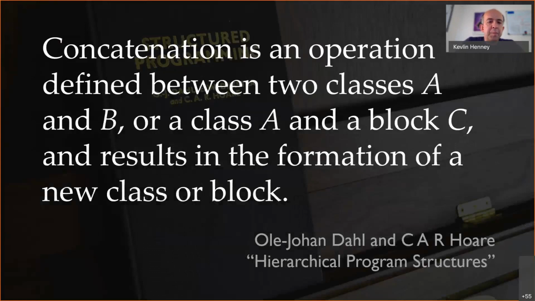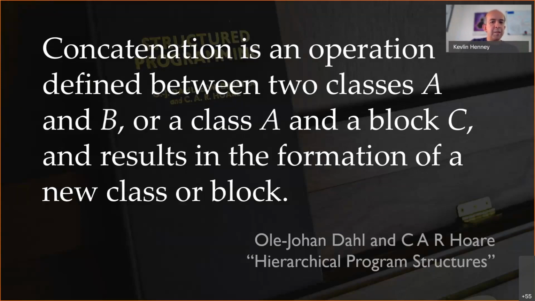Let's pick up another aspect of this stuff. Object orientation. Concatenation. Now, you might not be familiar with the term, but that's what we call inheritance or derivation. Concatenation is an operation defined between 2 classes A and B, or a class A and a block C. What's really interesting is the purity of Simula is it allowed you to basically say, well, it's all blocks. I can now actually have a block inherit from a class, or as it were, extend or concatenate a class. And I can have blocks. It's a very cool kind of relationship.